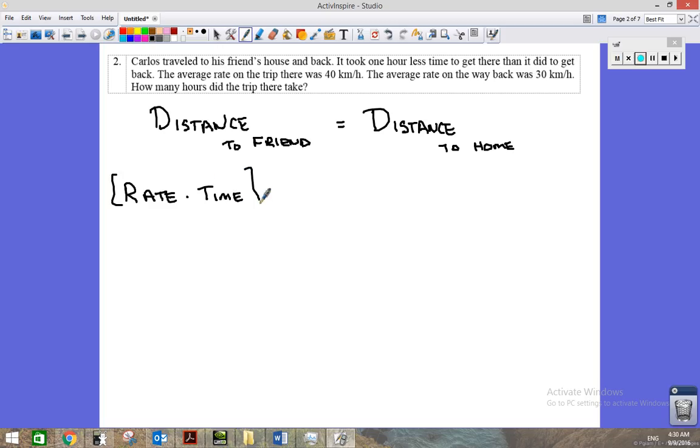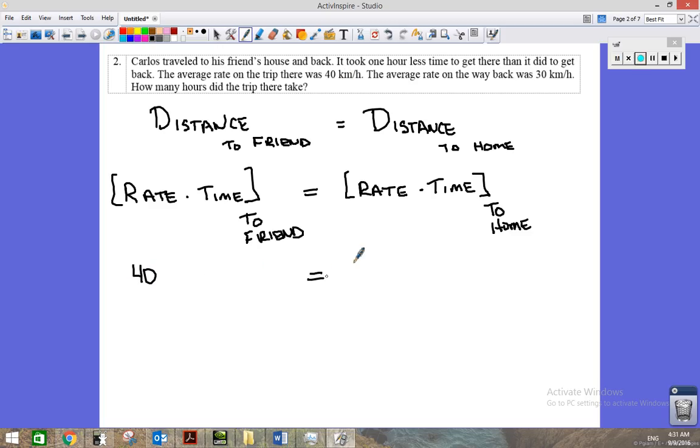And we can do the same over here. But it's in reference to a different rate, a different time. So here, the rate and time we're interested in is when he's going to his friend's house. And here, when he's coming back home again. We saw that to his friend's house he went faster. He went at a rate of 40 kilometers per hour. Coming back home, he went slower. Doesn't say why. 30 kilometers per hour.